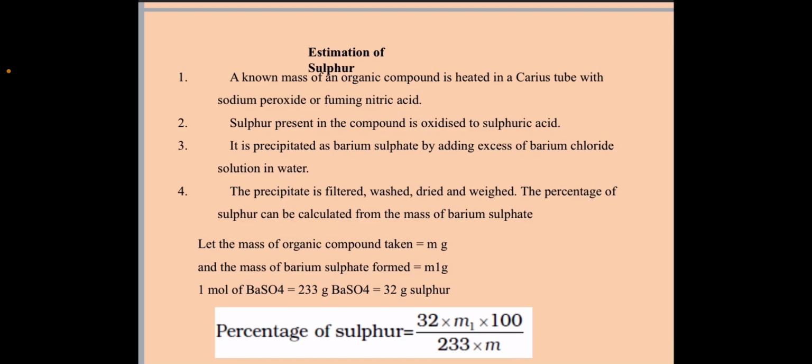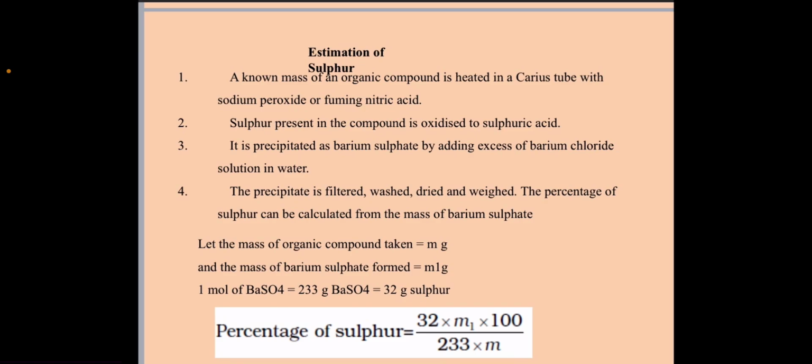Now the estimation of sulfur. A known mass of organic compound is heated in a Carius tube with sodium peroxide or fuming nitric acid. Sulfur present in it gets oxidized to sulfuric acid. It is precipitated as barium sulfate by adding barium chloride solution to water. It means after the sulfur is oxidized to sulfuric acid, we add barium chloride, and that gets converted to barium sulfate. The precipitate is filtered, washed, dried, and weighed.